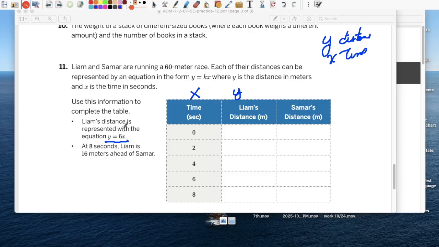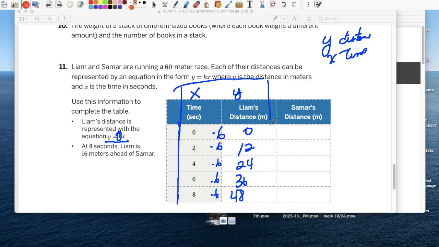So this says for Liam that in order to find y, what do I have to multiply everything by? It says multiply by 6. Where do I get that? Right here. That's my constant of proportionality. So it's times 6, times 6, times 6, times 6. Obviously if he doesn't run, his distance is 0. If he ran for 2 seconds, 12, 24, 36, 48. So for Liam, assuming that his speed is constant, that would be the table.